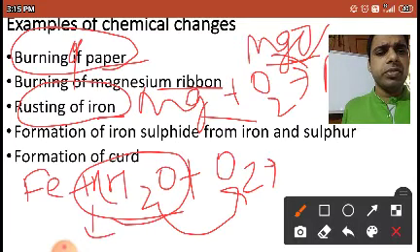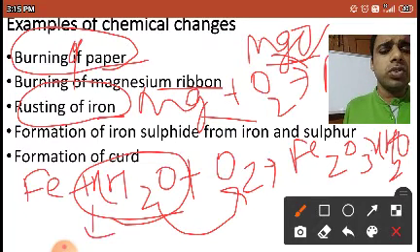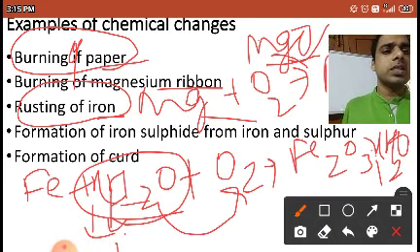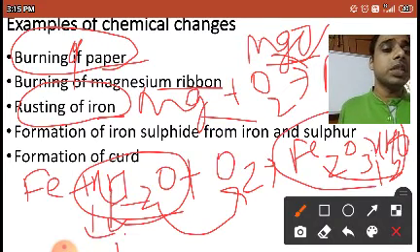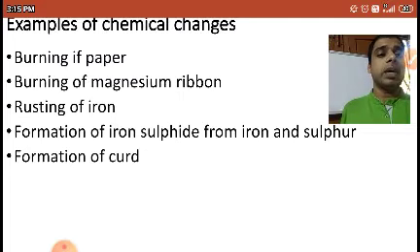So here we will write Fe2O3 into xH2O, because x cannot be changed. If I take 10 molecules, then 10 will come here. If I take 15, 20, 100, it will vary in the product also. So this is the rusting of iron, and Fe2O3 into xH2O is the formula of rust. Okay, dear students, now you can see formation of iron sulfide from iron and sulfur.